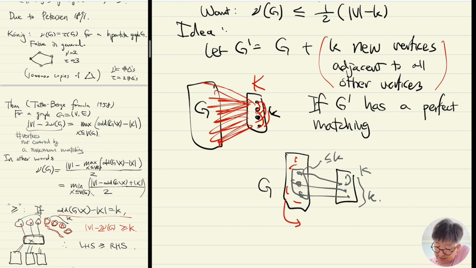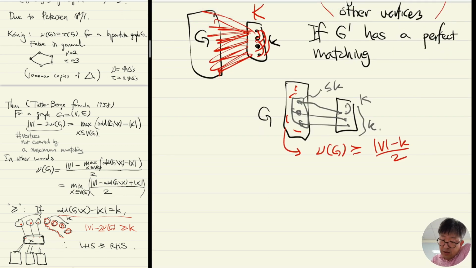And the size of such a matching is going to be at least the number of vertices minus k over 2, because you're going to cover at most k vertices by this perfect matching, and when you delete them, the remaining has a perfect matching. So the size of the matching is the number of vertices divided by 2. So this is what we can show.